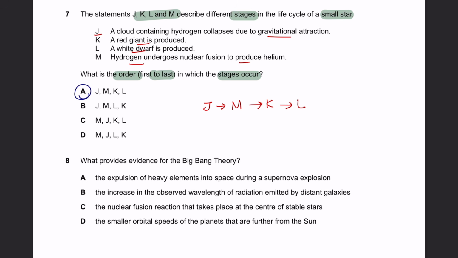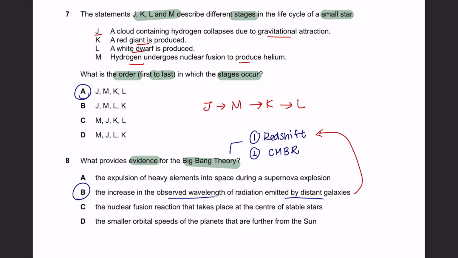Question 8. What provides evidence for the Big Bang Theory? In your syllabus, you will learn two pieces of evidence. The first one is redshift, and the second one is cosmic microwave background radiation. So the answer here is B. The increase in the observed wavelength of radiation emitted by distant galaxies. This is what redshift means.